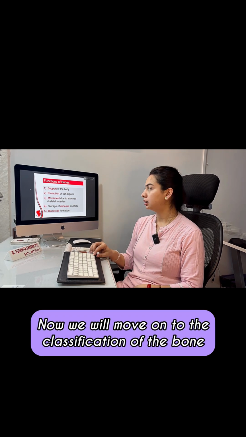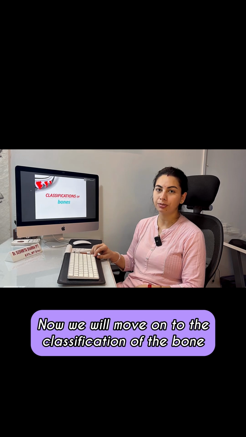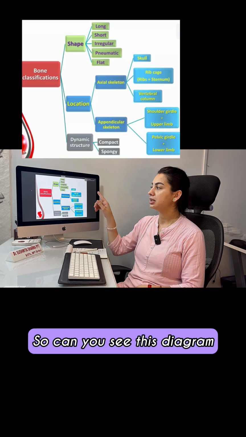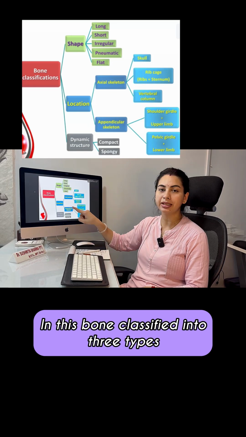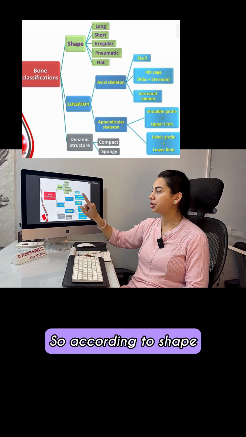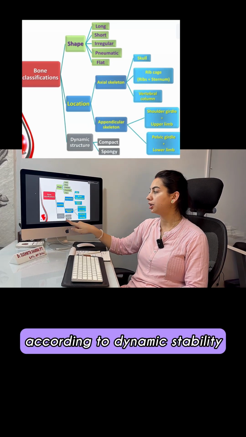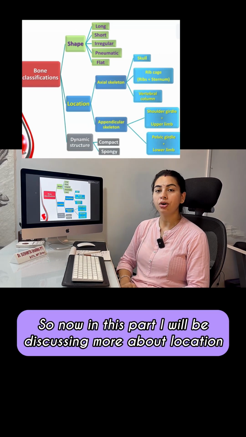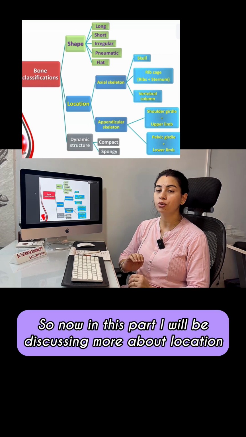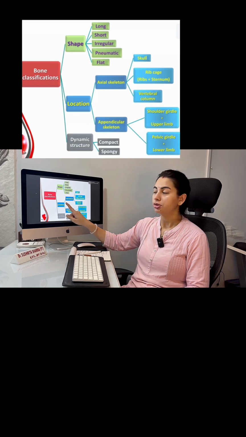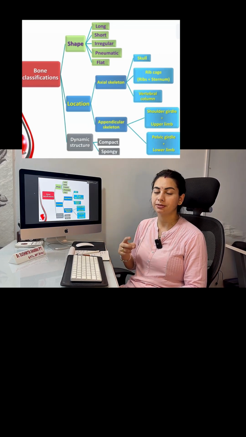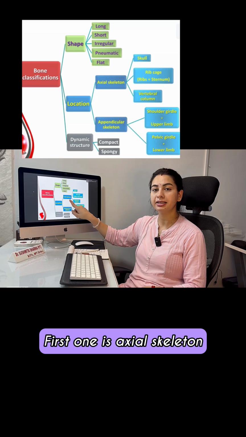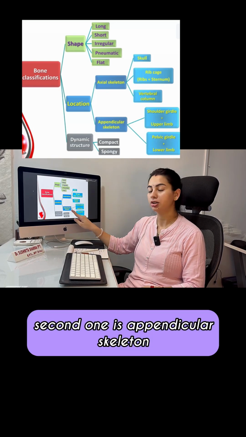Now we'll move on to the classification of the bone. Can you see this diagram? In this, bone is classified into 3 types: according to shape, according to location, and according to dynamic stability. In this part I will be discussing more about location. Bone is classified according to its location into 2 types. First one is axial skeleton, second one is appendicular skeleton.